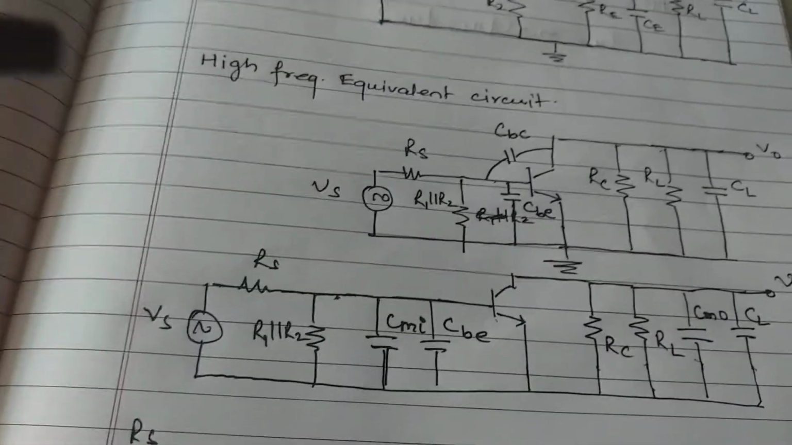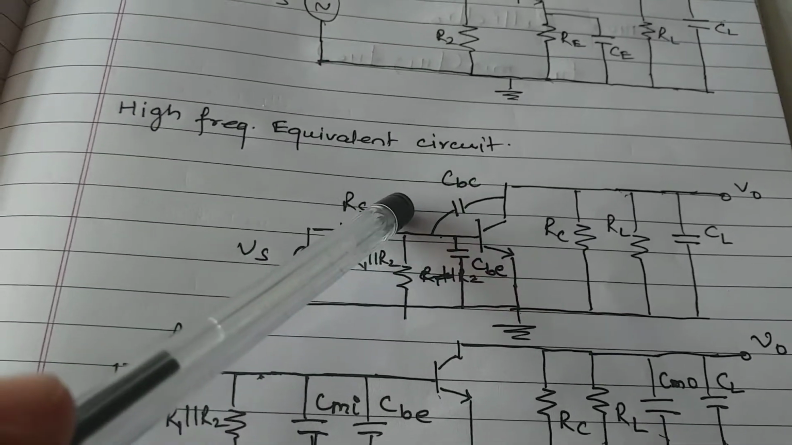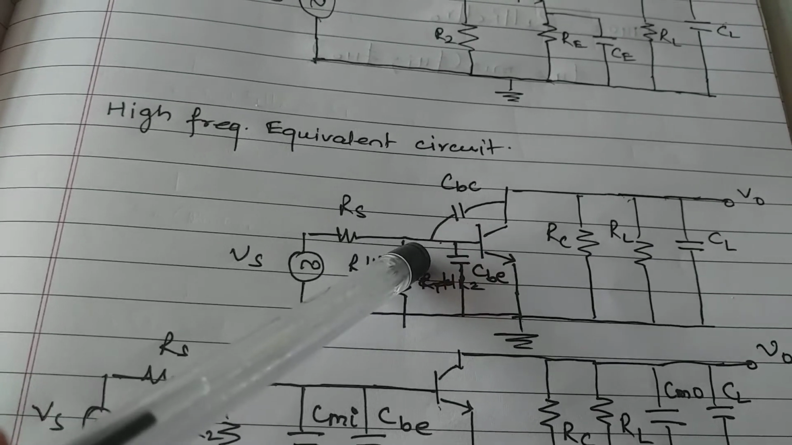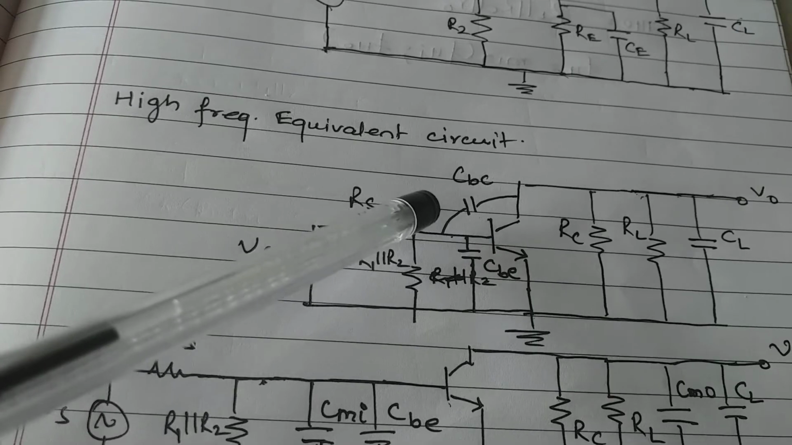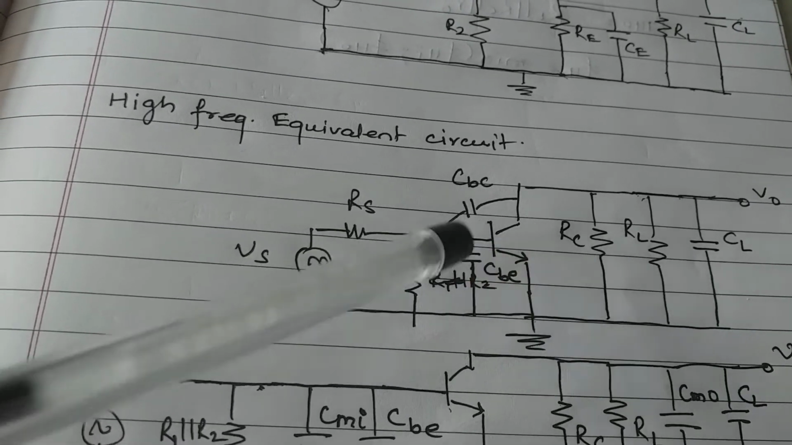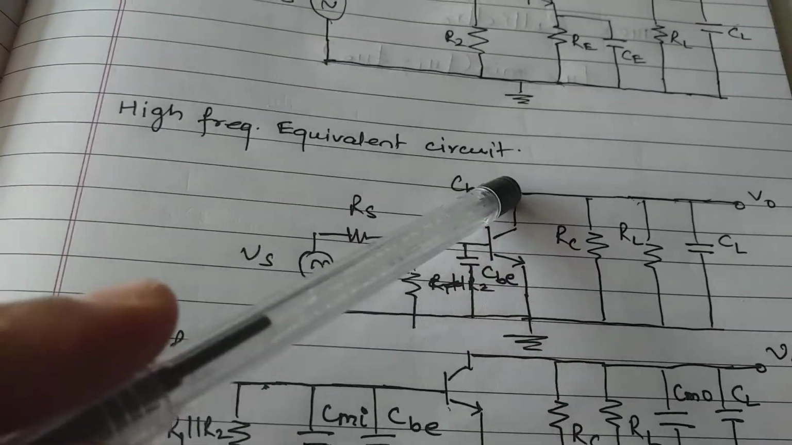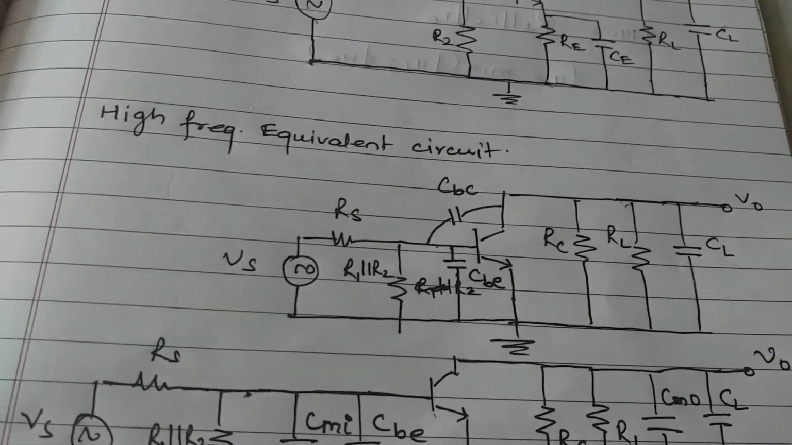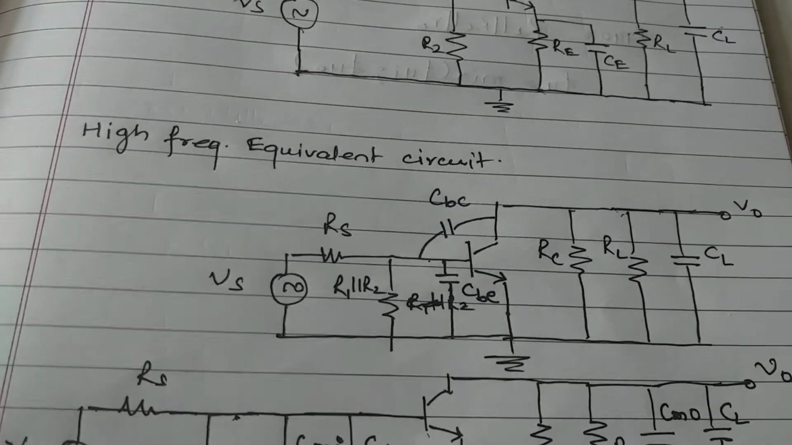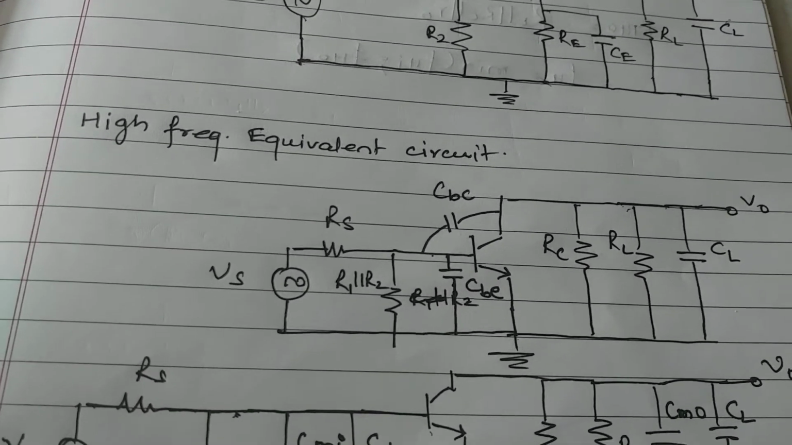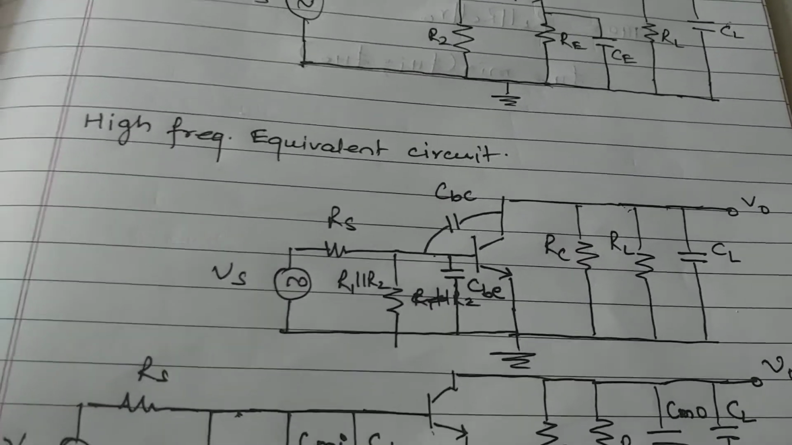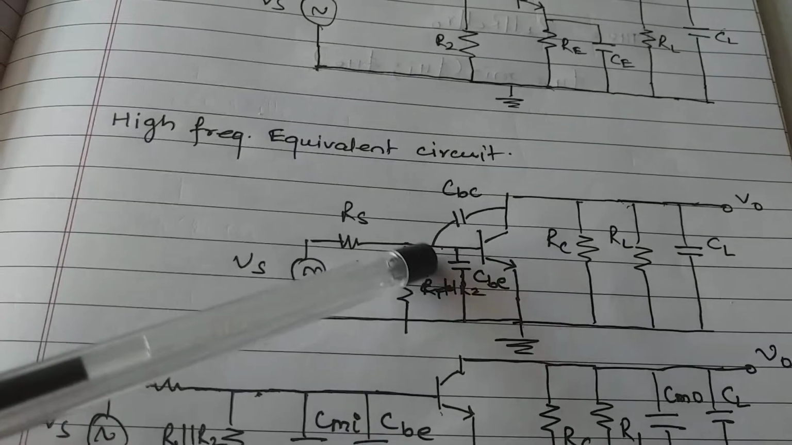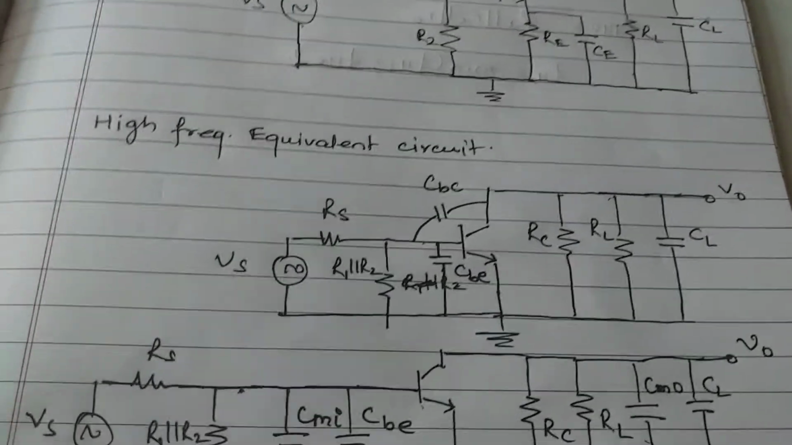amplifier. So now CBC is the feedback capacitance from base to collector. CBE is the capacitance between base to emitter. Internal capacitance or parasitic capacitances are actually capacitive effects. They are not capacitive elements connected in the circuit. So these are basically the capacitive effect.